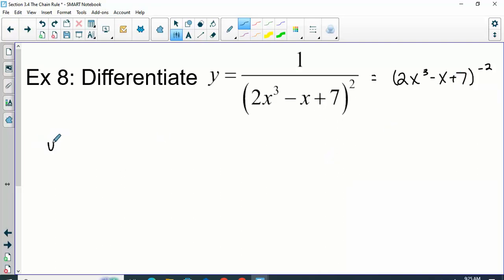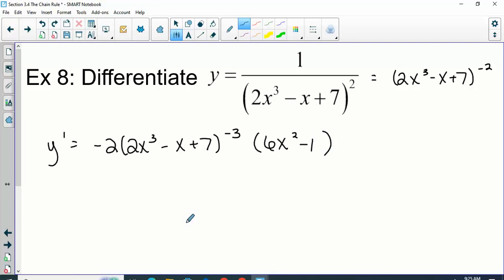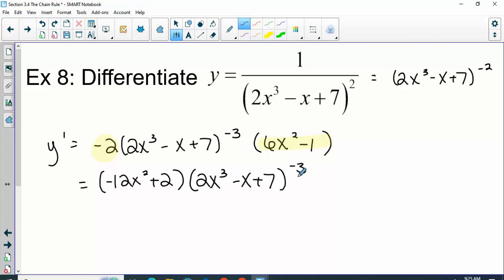The -2, okay. So exponent comes down. Inside stays the same. Subtract 1 from the power, times the derivative of the inside. So you could leave it like that. If you chose, you could take the -2 times this. That's -12x squared plus 2 times (2x cubed minus x plus 7). Okay, that looked like it was where most people got to. Are those going okay?